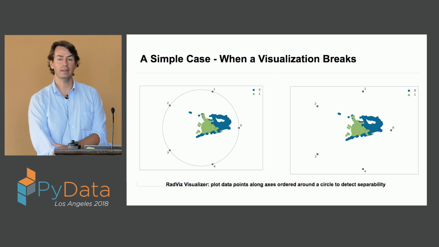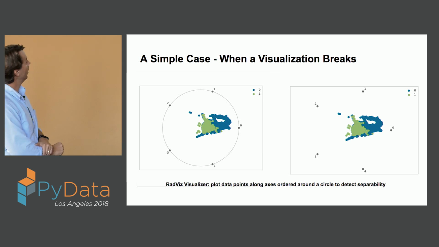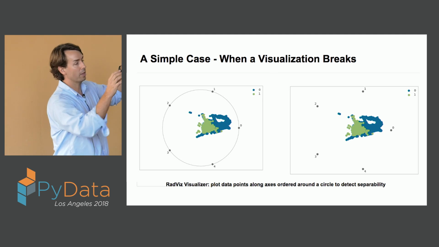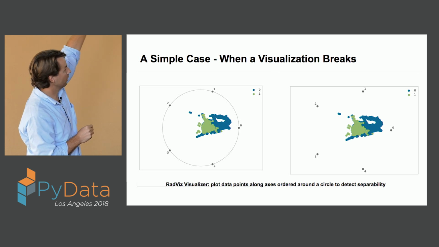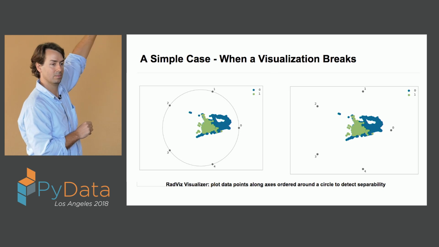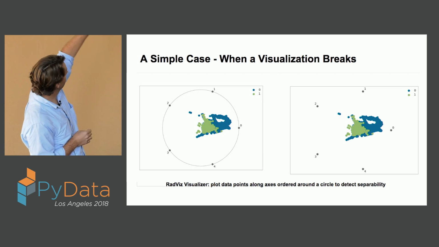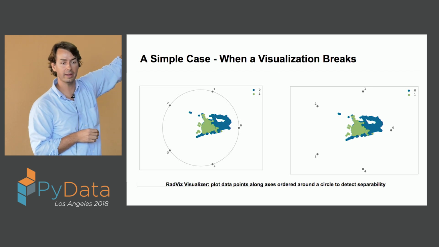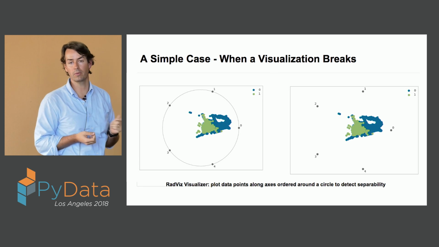So here's a simple test case. This is our radial visualizer, and this plots points along axes around a circle to detect if features are separating. So what do you guys notice about these two visualizations? It's the same data. Well, one is rad, has a circle, and one is not rad, right? This is a git merge conflict. It's one line of code in one of our visualizers.